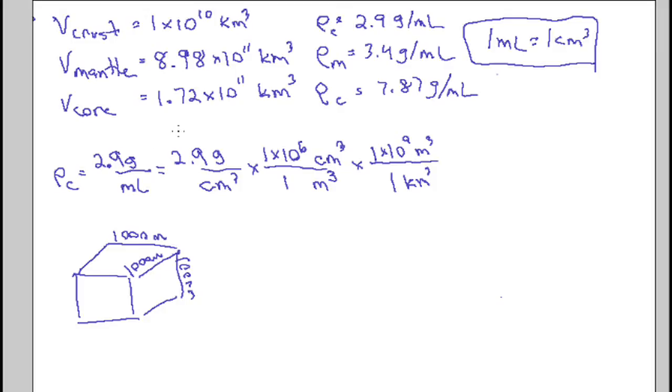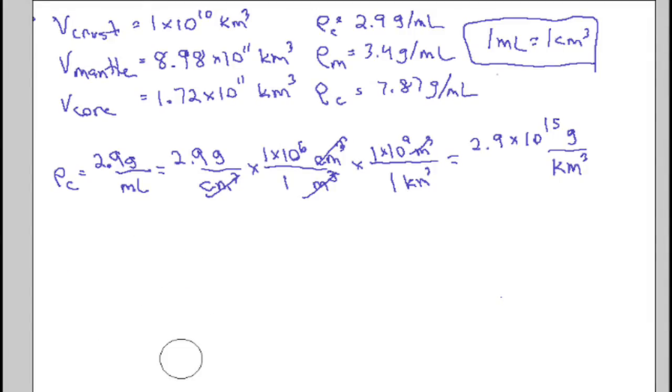Now we can go through and cancel out units just to check that we have things in the right order. Cancel out meters, and we'll end up with 2.9 times 10 to the 15 grams per cubic kilometer. So that's fairly massive, but we're talking about a cubic kilometer of rock. It's an enormous chunk of rock.